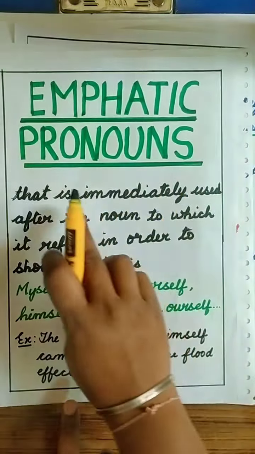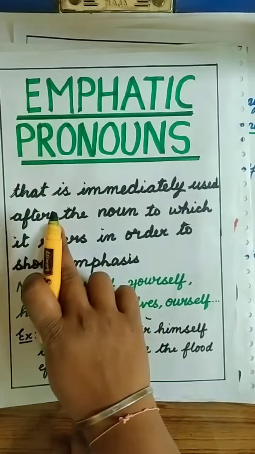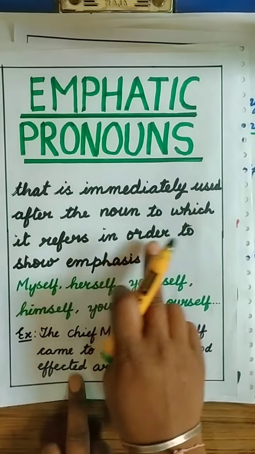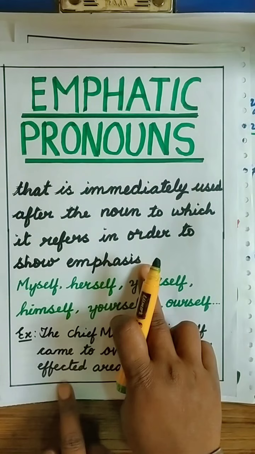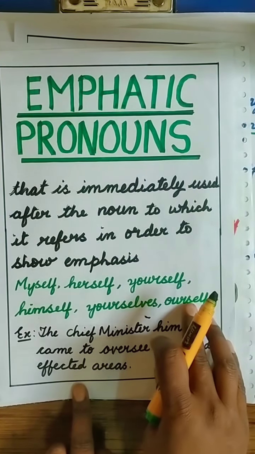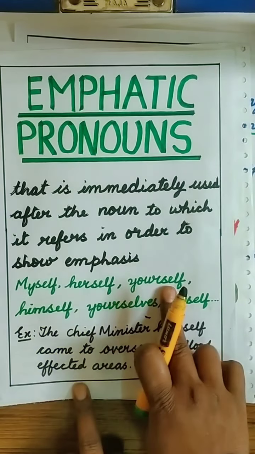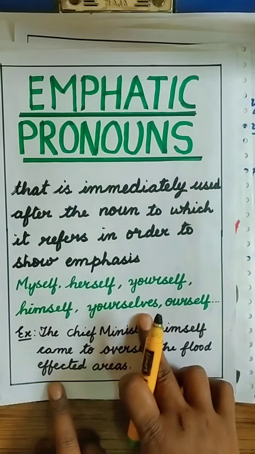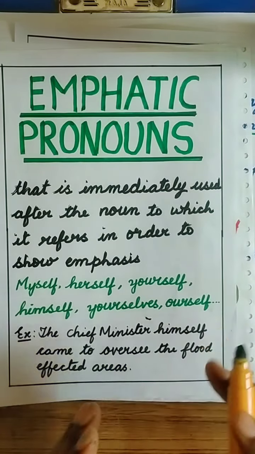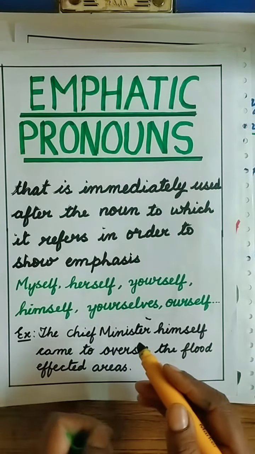Emphatic pronouns. These are pronouns that are used immediately after the noun to which they refer, in order to show emphasis. Emphasis in the sense a prominent one, an important one, right? The words are myself, herself, yourself, himself, yourselves, ourselves. So these emphatic pronouns are immediately used after a noun.